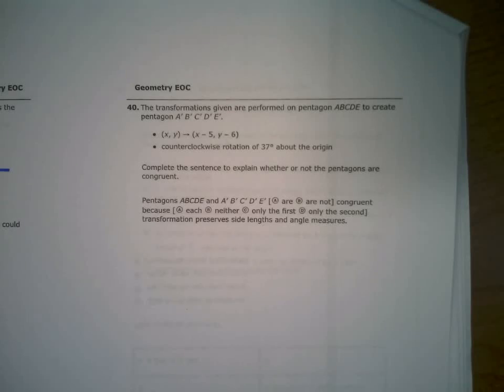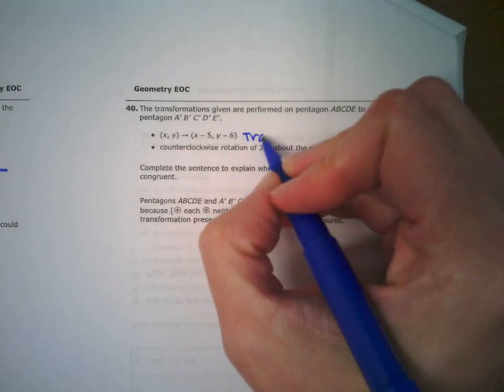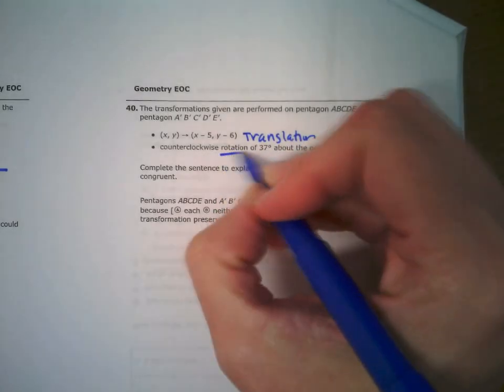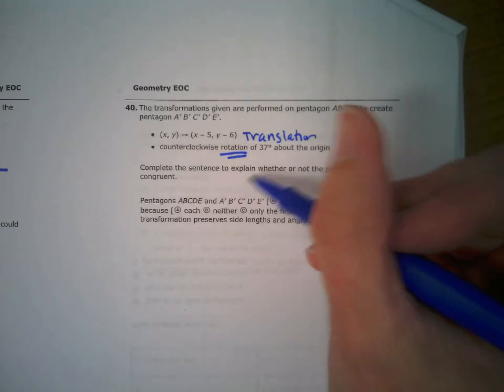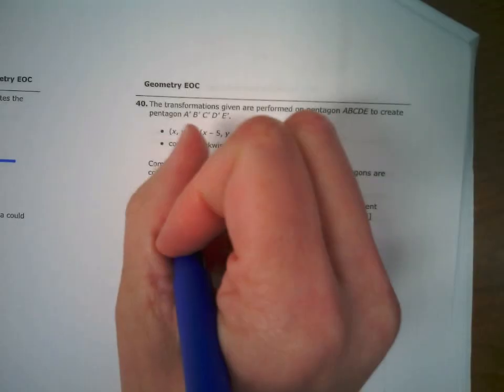Okay, for this question, it says the transformations given are performed on pentagon ABCDE to create a new pentagon. So we have two transformations happening. We need to know what these transformations are. This is a translation, and then a clockwise rotation, 37 degrees about the origin. Complete the sentence to explain whether or not the pentagons are congruent.